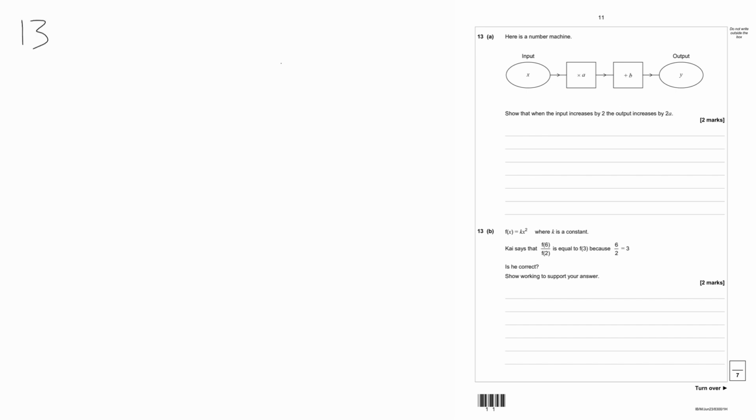So moving on to question 13, and we're given a number machine which inputs x, multiplies by a, adds b, and the output is y. So let's write this out.